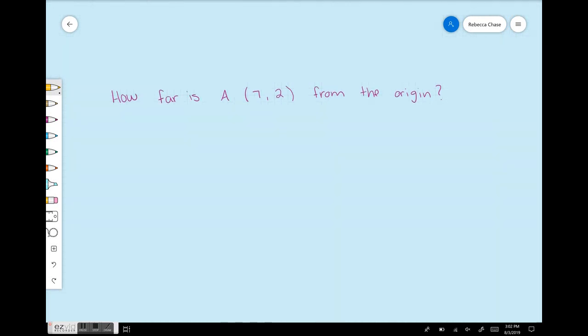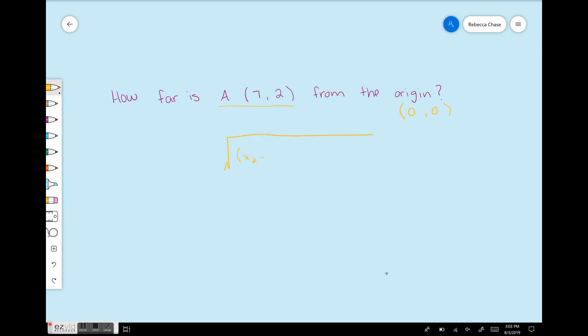So this next example we're going to look at, how far is (7, 2) from the origin? So when you look at the question originally, it looks like you've only got 1 point, right? But then if we look at this, we know the origin is at (0, 0). So that's our second point. So this problem is expecting us to understand, okay, the origin is represented by (0, 0). Make sure you plug that in.